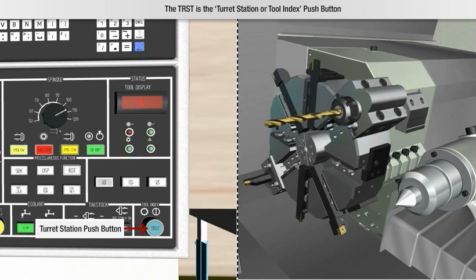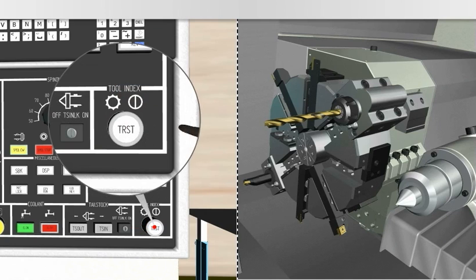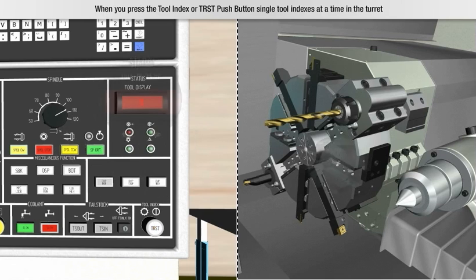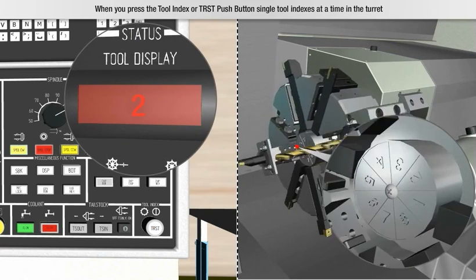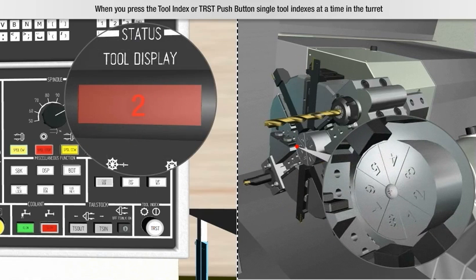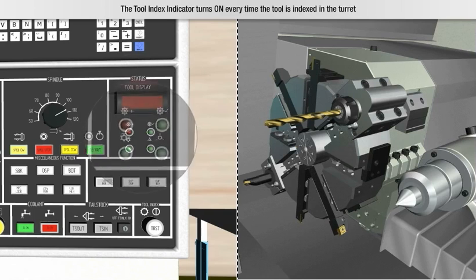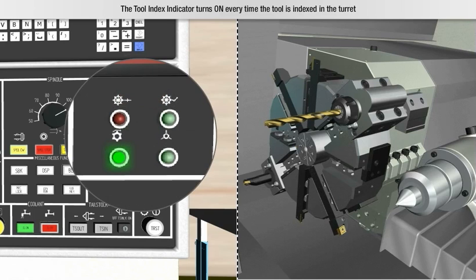The TRST is the turret station or tool index push button. When you press the tool index or TRST push button, single tool indexes at a time in the turret. The tool number is displayed on the tool display. The tool index indicator turns on every time the tool is indexed in the turret.